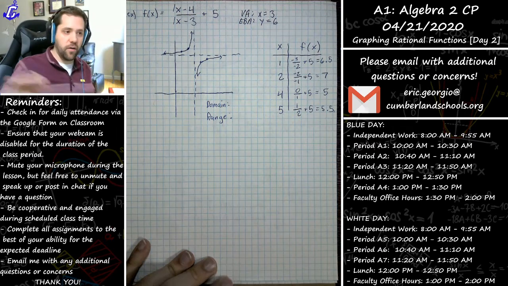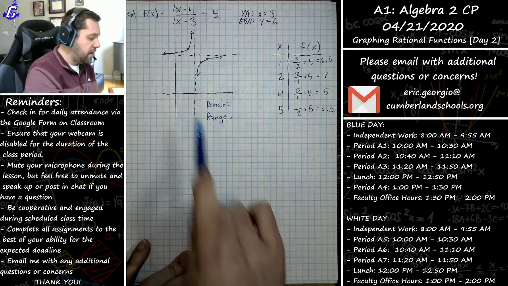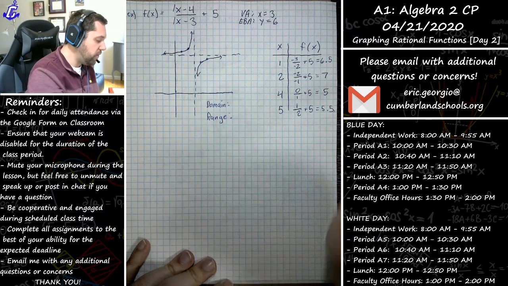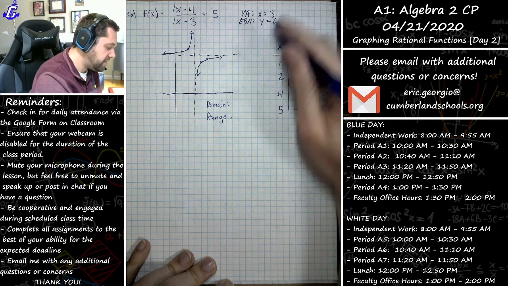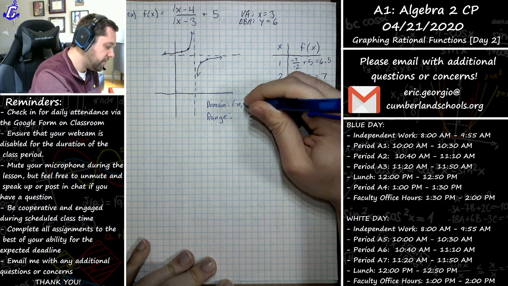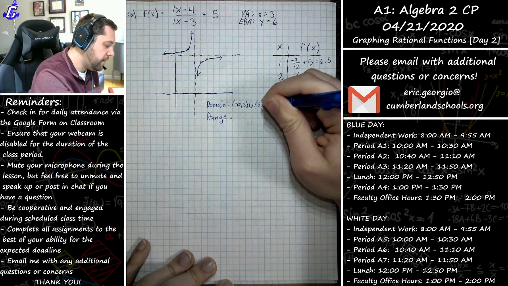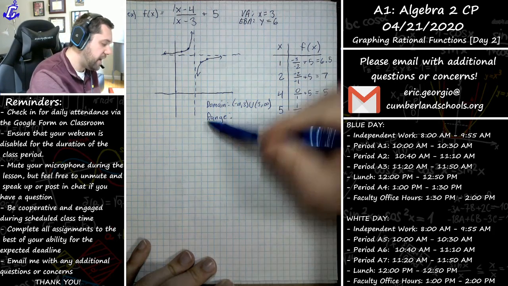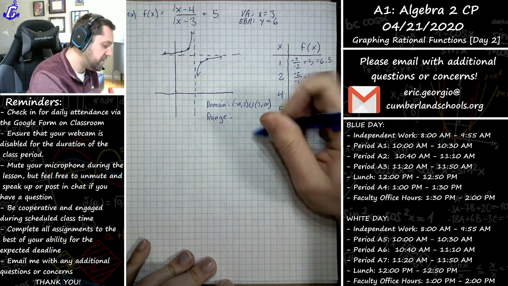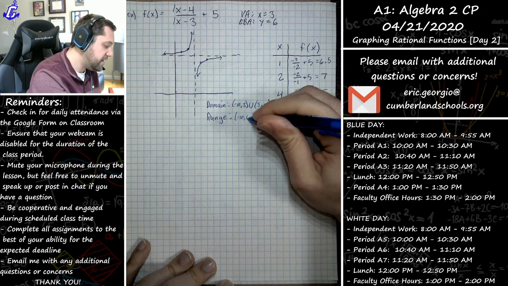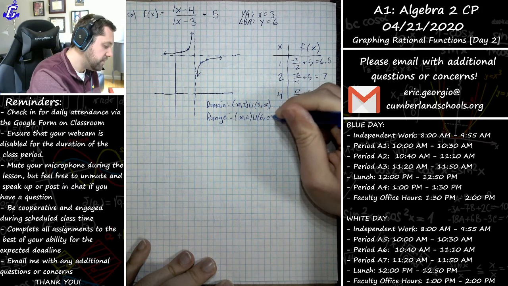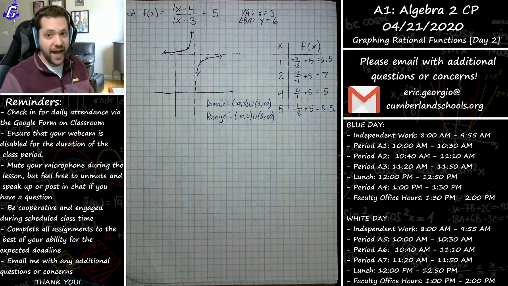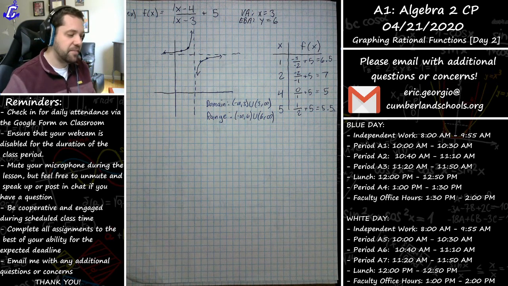Our domain is all the x coordinates. We're looking left to right. How far to the left does the graph go forever? How far does it go to the right forever? But it skips over 3 because that's our vertical asymptote. So it's negative infinity to 3, union 3 to infinity. And our range, same deal. It goes forever down, forever up, but it skips over this value of 6: negative infinity to 6, union 6 to infinity. Okay? And that's that. That is a complete graph of that.